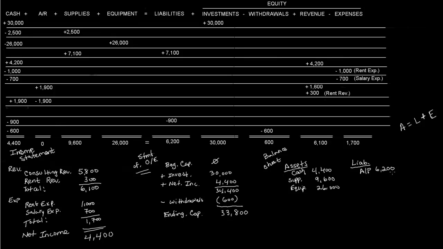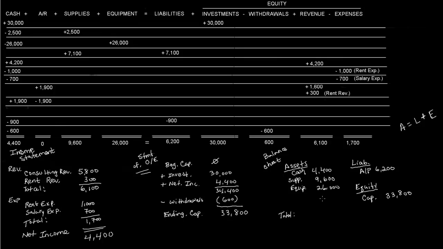And last but not least, our equity. This equity figure we actually get from the statement of owner's equity. And we know that our ending capital when we created the statement of owner's equity was 33,800. So we're going to put that right here as our capital. I'll abbreviate that, which is the 33,800.